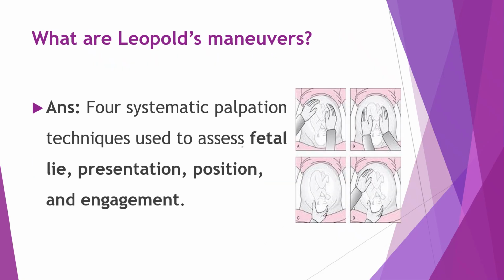What are Leopold's maneuvers? Leopold's maneuvers are 4 systematic abdominal palpation techniques. They are used during pregnancy to assess the position of the fetus. They help to determine the fetal lie, presentation, position, and engagement. These maneuvers are an important part of antenatal abdominal examination.